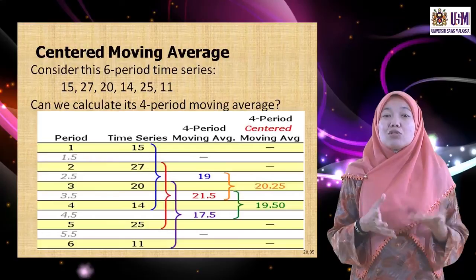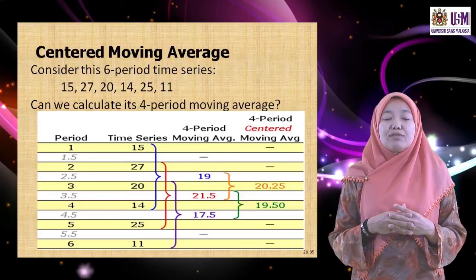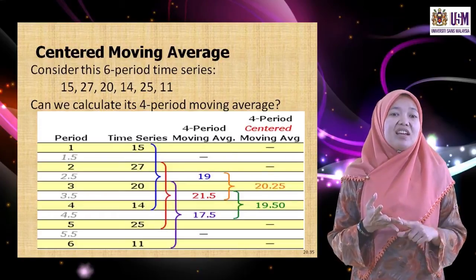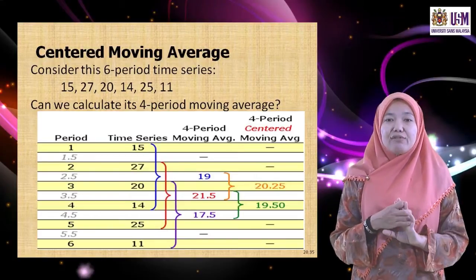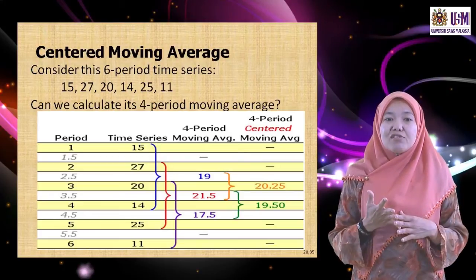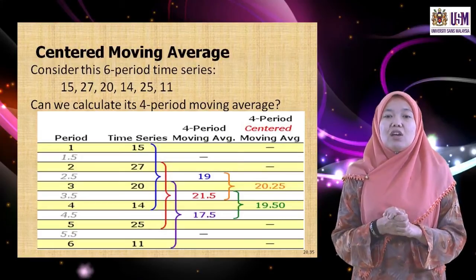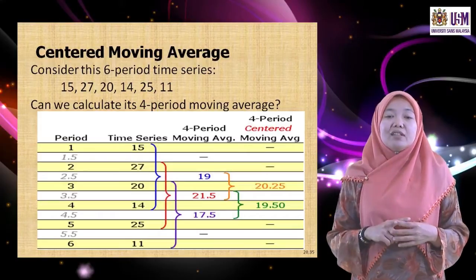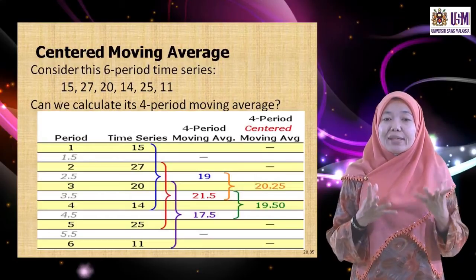In this case, we are going to consider a 6-period time series. So you have your actual data observed. We have 15 in the first period, 27 in the second period, 20 in the third period, 14 next, 25 and 11. In this case, you're supposed to calculate a 4-period moving average, something like a 4-quarter moving average. Why do we need to calculate moving averages? Bear in mind, because we want to smooth your data. We want to smoothen your time series.